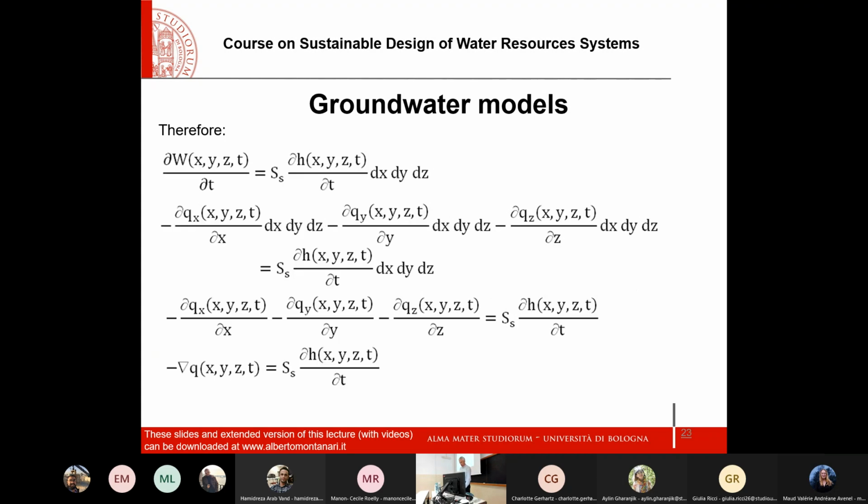And therefore, the equation becomes like this. So you see that I don't have anymore the change in flow, I have the change in depth. And therefore, I can write that the change in volume with respect to time is equal to the product of change of volumetric specific storage times change in depth, which is equivalent to what was written before.